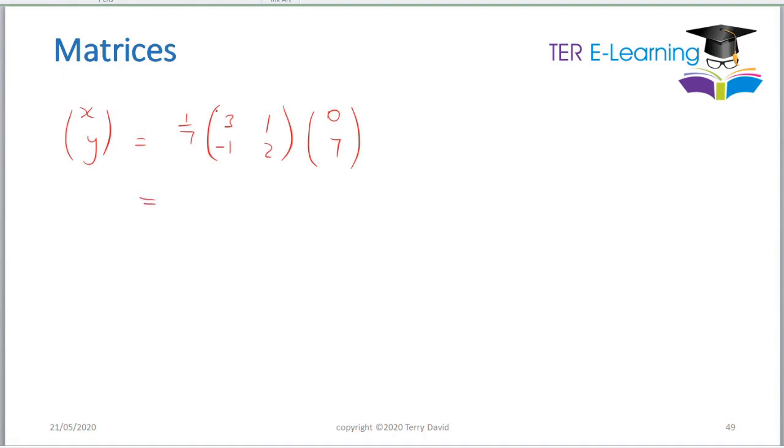Right, so all you're doing here really and truly, you're working on the right hand side. So you don't touch the 1 over 7, leave it as is for now. 3 by 0 is 0, and 0 plus 7 gives me 7. Minus 1 by 0 gives me 0, and then 2 by 7 gives me 14. So therefore, when I multiply this out, I'm going to end up with 1 over 7 by 7 gives me 1, and 1 over 7 by 14 gives me 2. So therefore, you're going to tell them x equals 1, and y is equal to 2.